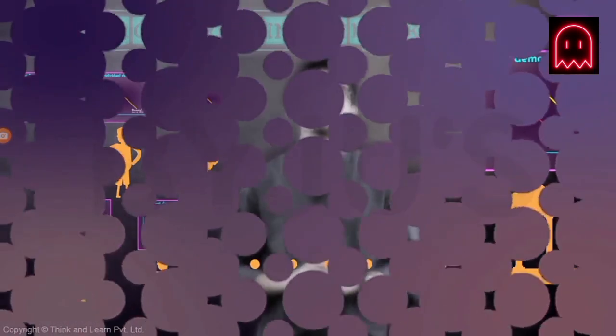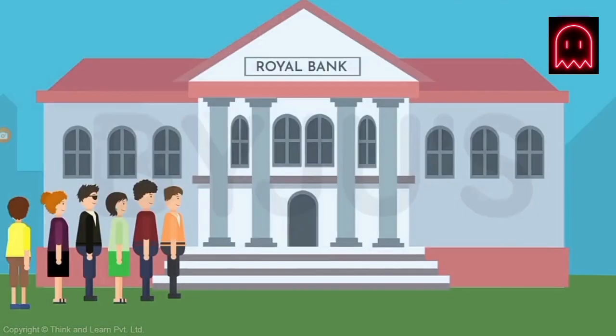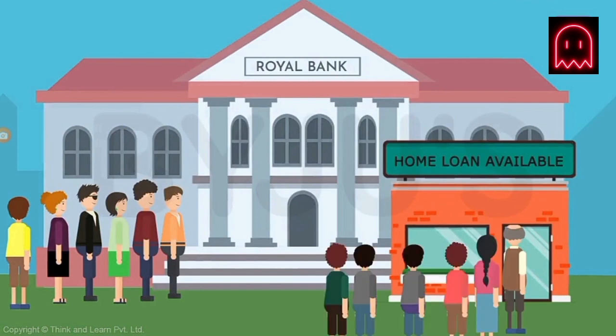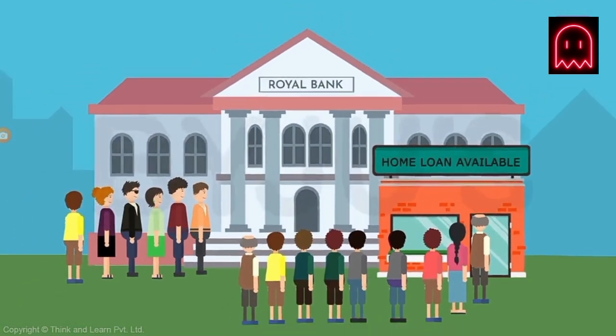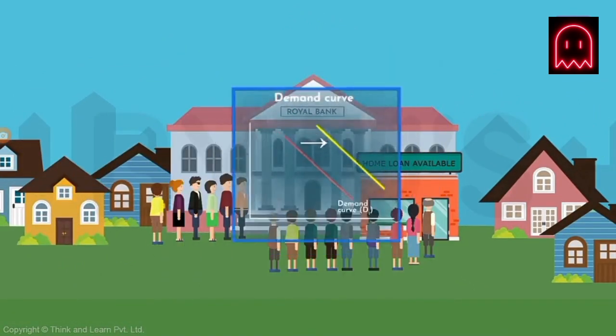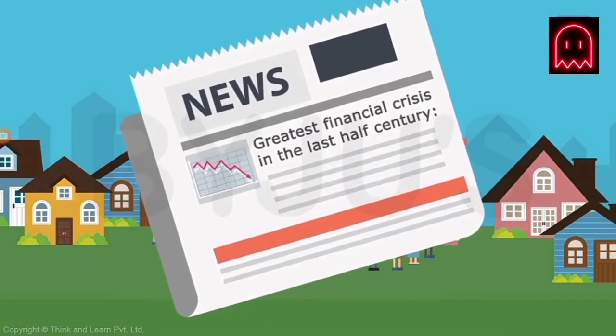Something like this happened in the lead up to the 2008 crisis in the USA when standards for giving mortgage loans were lowered in 2005. Suddenly, people who hadn't been eligible for a home loan could get one easily. More people bought homes and the demand curve shifted outwards. Long story short, eventually the mortgage market crashed because the new eligible customers were not really eligible and couldn't repay the loans, and this led to the greatest financial crisis in the last half century.